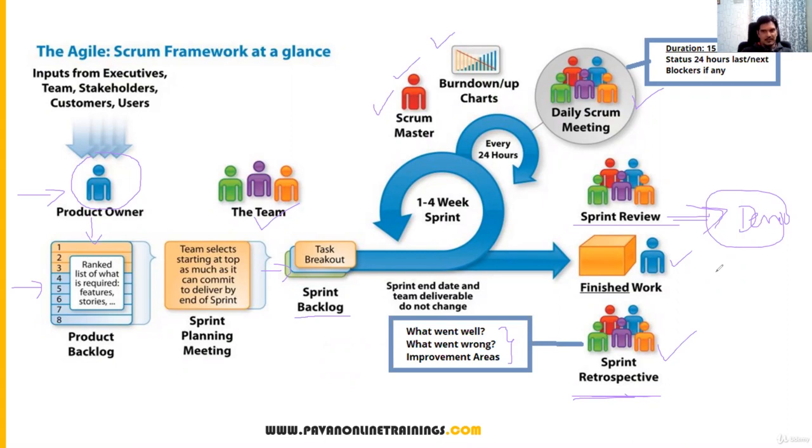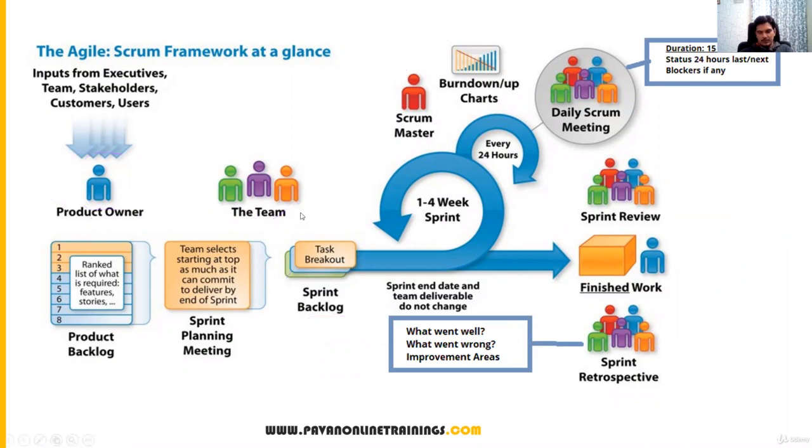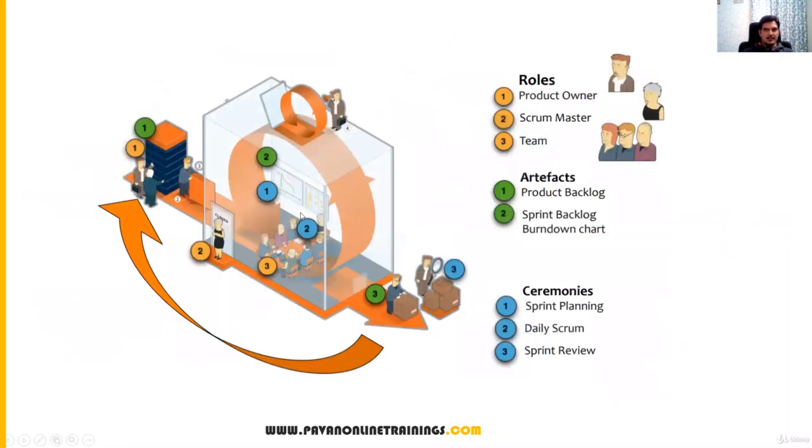Now let us move on to the next slide. Throughout this process, there are three things you need to understand clearly. First, what type of people will be involved and what their roles are. Then artifacts and ceremonies. So these three things we need to understand clearly in the agile scrum process.